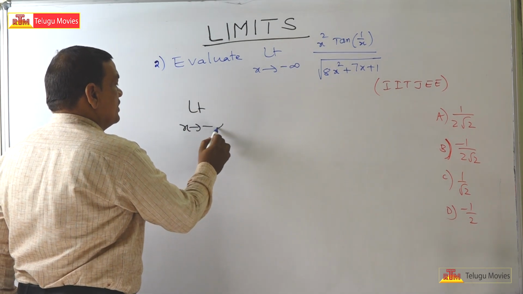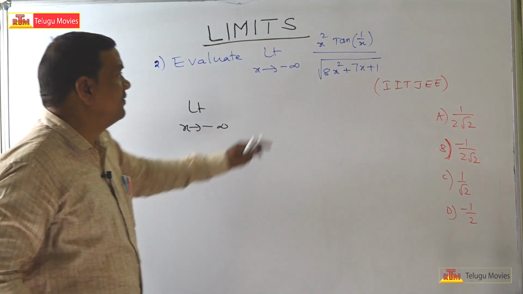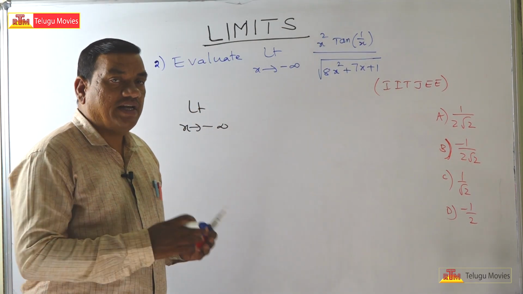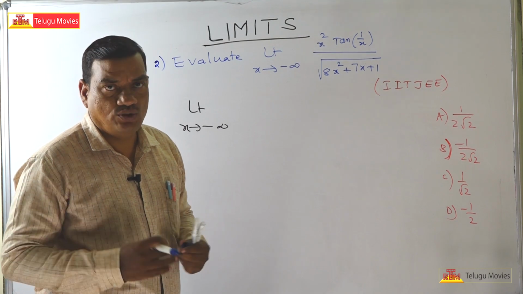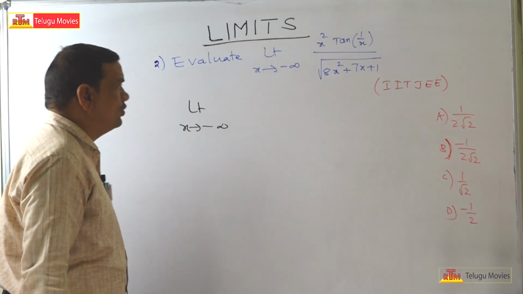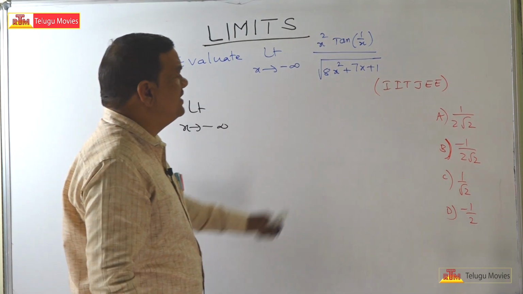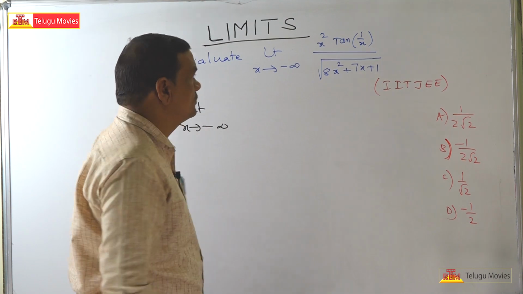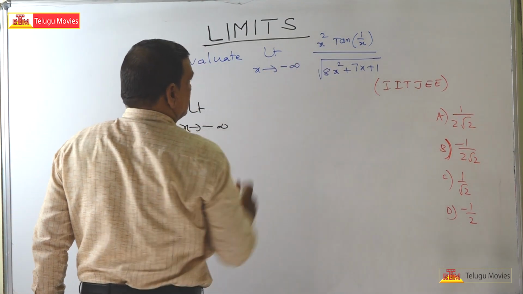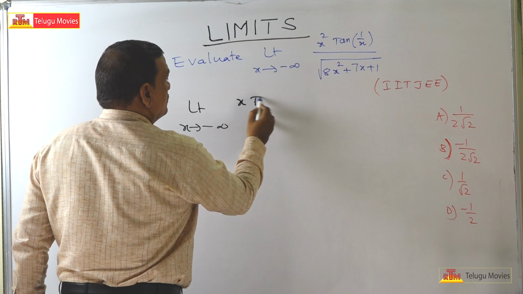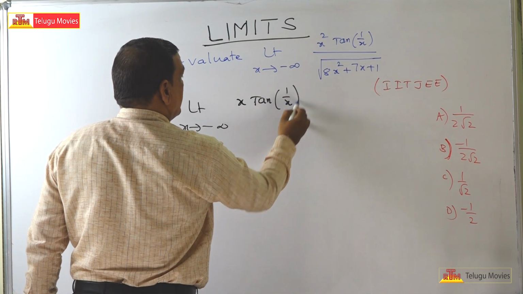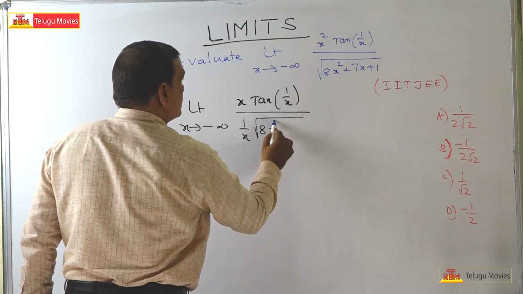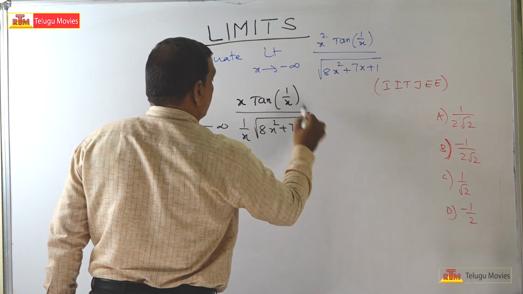Limit x tends to minus infinity, what will we do? Here tan 1 upon x is there, that means tan theta by theta, let us do that problem. Generally what the students will do now: divide the numerator and denominator with x. Then x will get cancelled. So tan of 1 upon x by 1 minus 1 by x, root of 8x square plus 7x plus 1.